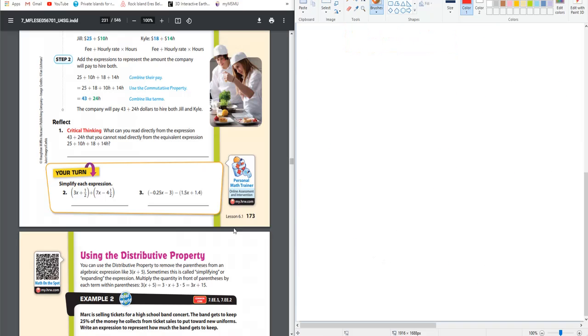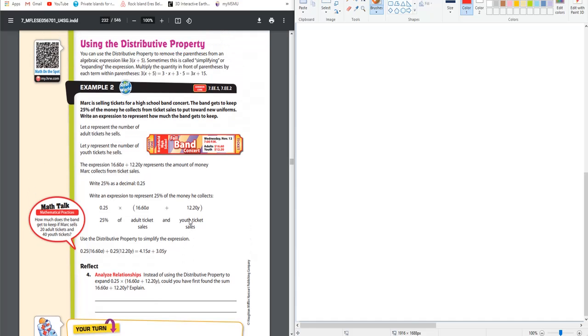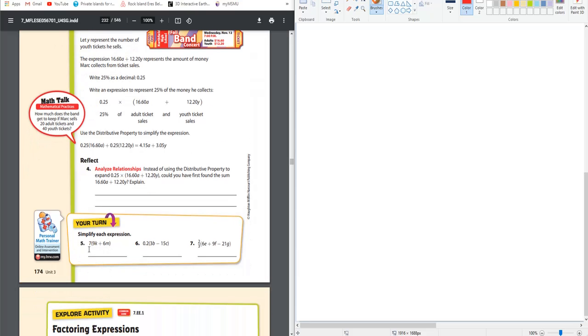So now for a couple more practice problems. This one is now using something called the distributive property. If you remember, the distributive property means that I can take any number on the outside of a parenthesis and multiply inward.